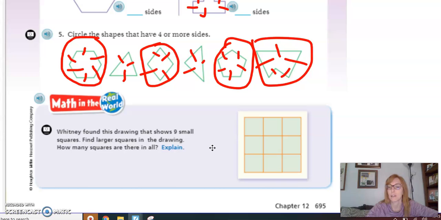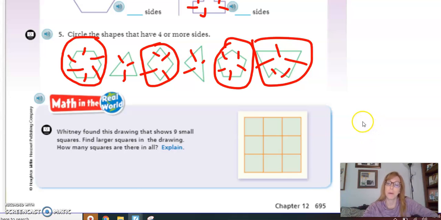I'll give you a second. You can pause the video if you need to think. So right here you can see there's 2 on this side, 2 on this side. So there's a square. Then you could go here 2, 2, and 2. Then you could go here 2, 2, 2, and 2. Or here 2, 2, 2, and 2. I think I found them all.